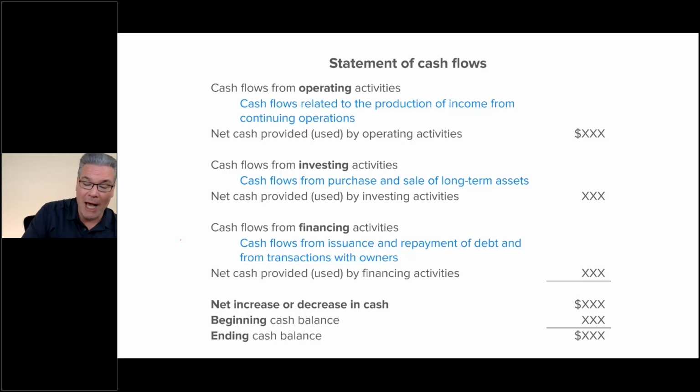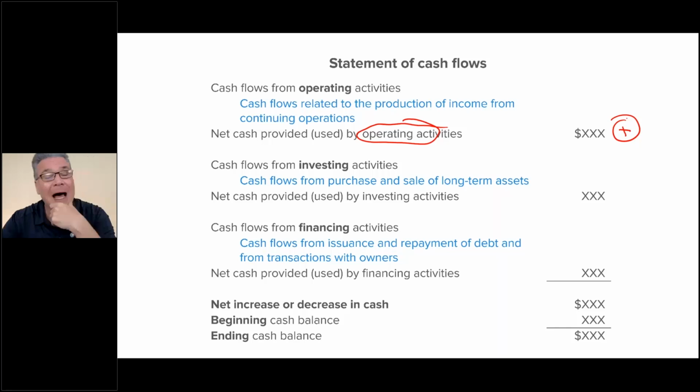You ready? We've got our cash from our operating. Hopefully that's positive. Not always, but the majority of the time, a mature company, as a general rule, better be able to generate cash from the core business or we got a problem.